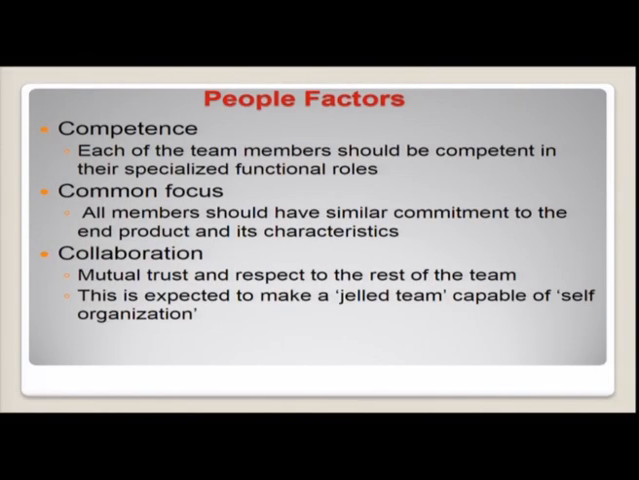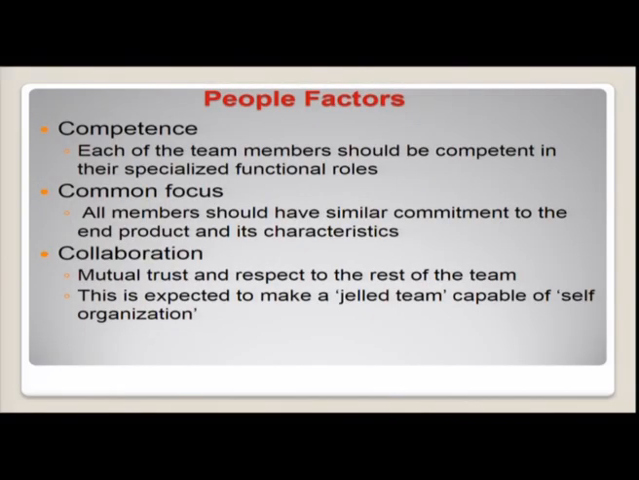Now let us see the people factors, competence level. Each team member should be competent in their specialized functional roles. Common focus: all members should have similar commitment to the end product and its characteristics. Collaboration: mutual trust and respect for the rest of the team should be given. This is expected to make an Agile team capable of self-organization.